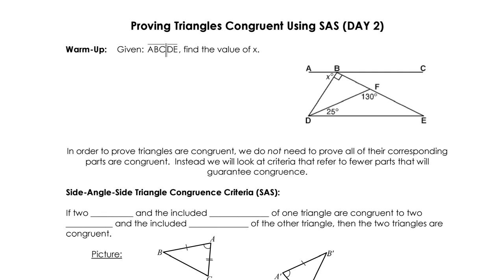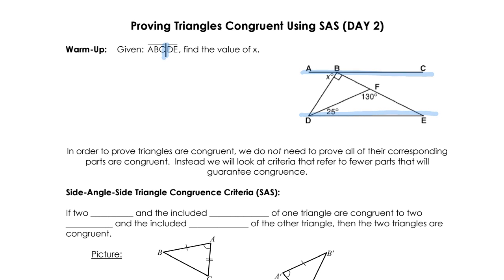Hey guys, we're on Unit 5, and this is day 2, and we are going to talk about proving triangles congruent using what I like to call a shortcut theorem. But before we get there, let's try a warm up, and it's talking about given ABC is parallel to DE.